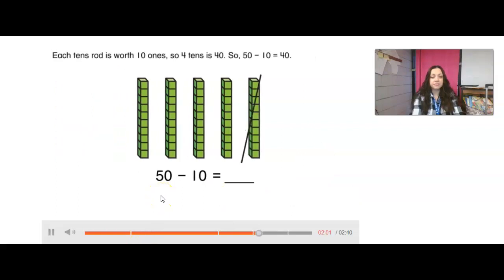Each tens rod is worth 10 ones. So 4 tens is 40. So 50 minus 10 equals 40. So how can you use 5 minus 1 equals 4 to find the difference of 50 minus 10?